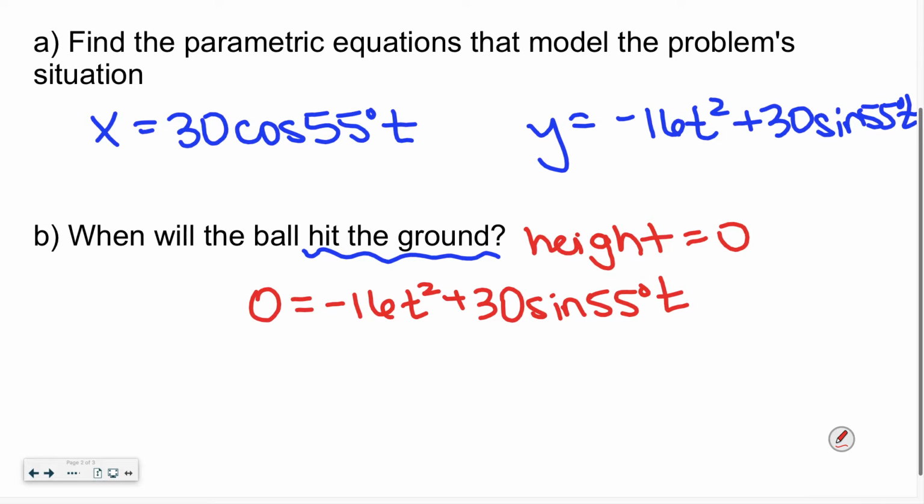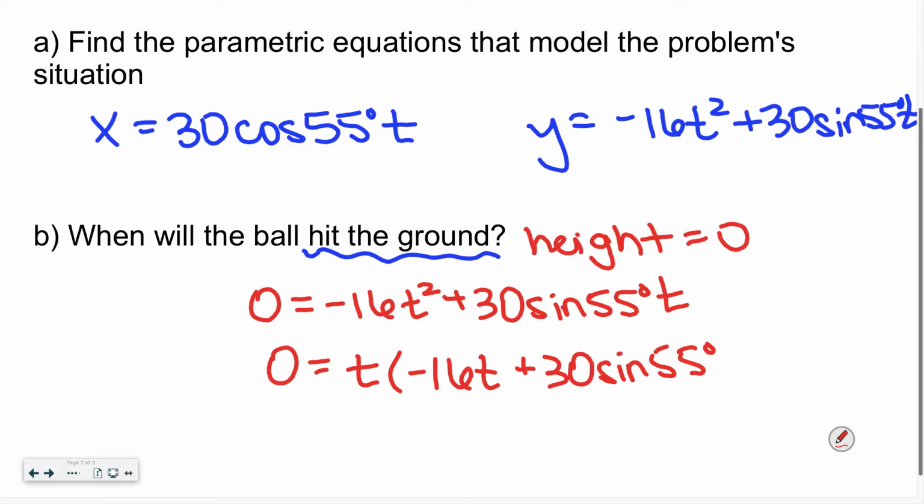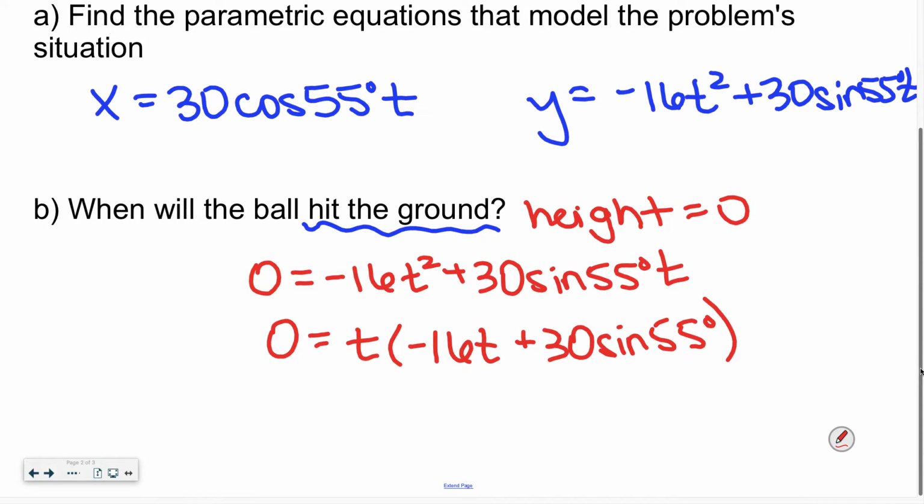Okay? Now, luckily, we didn't have an initial height, so we actually have two terms with something in common. Okay? So we have two answers, either t equals 0, we kind of knew that, or negative 16t plus 30 sine of 55 degrees equals 0. So go ahead and solve for t if we set that equal to 0.